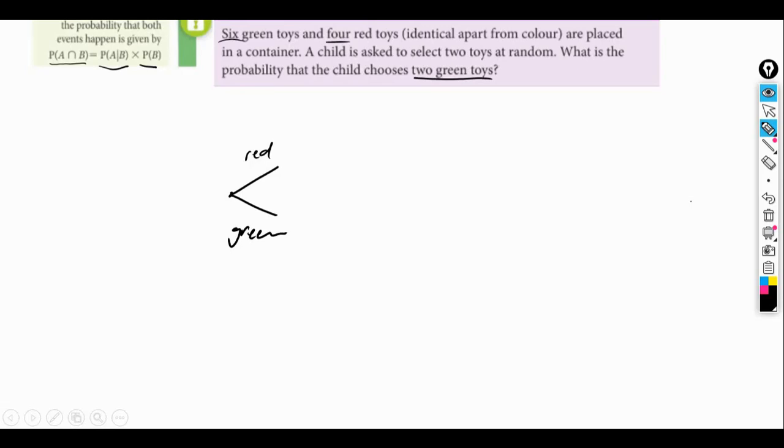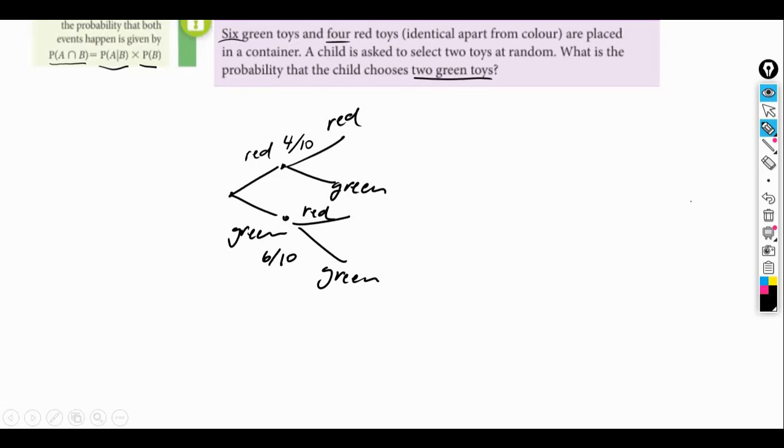And the probability of selecting a red toy is going to be 4 out of 10, because there's 10 toys total. And the probability of selecting a green toy is 6 out of 10. Then after this, the tree diagram splits up into 2 again, where you have a chance of picking red or green, and then again, red or green.